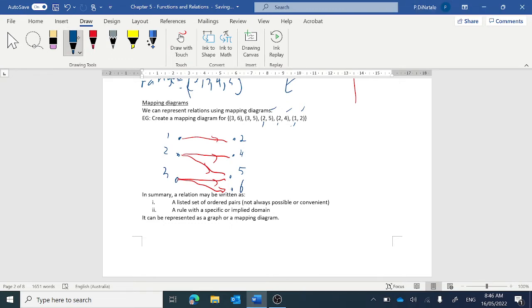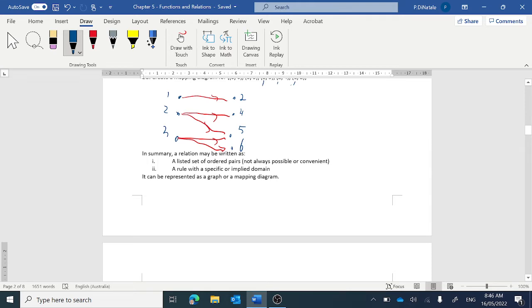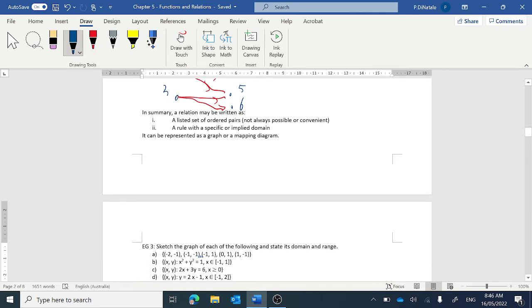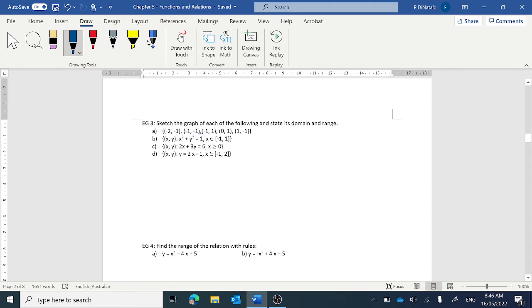So that's our mapping diagram. Okay, so remember, a relation can be a listed set of ordered pairs, not always possible or convenient, or a rule with a specific implied domain, and it can be represented as a graph or a mapping diagram.